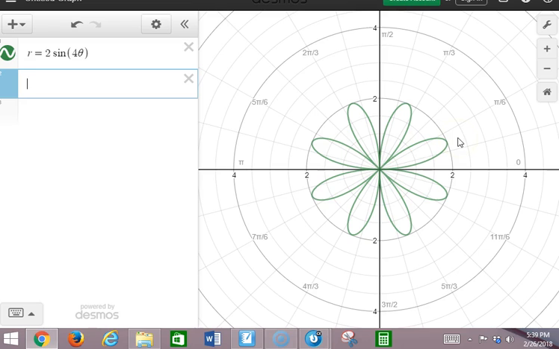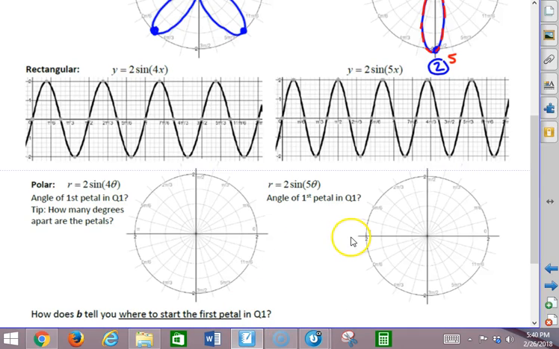Okay, no wonder I couldn't find it. Pi over 8 is not a special angle. That's kind of hard to try to find. So this turns out to have my first petal at pi over 8. And I'm going to have to kind of estimate where that is. So maybe kind of like this, and another one that's kind of like this. Maybe. Okay, sort of like that.